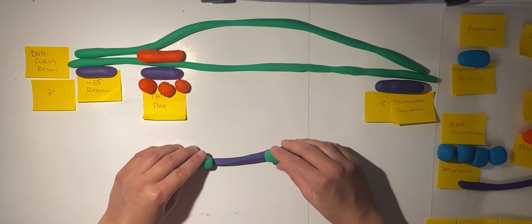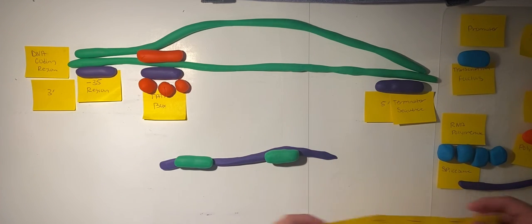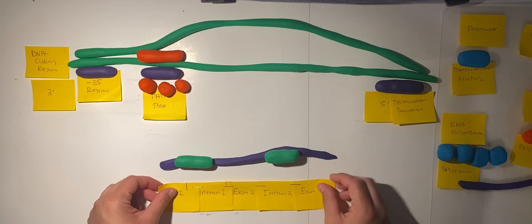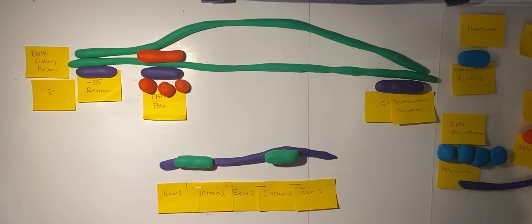Before translation can happen, pre-mRNA must be processed and converted into mRNA. To convert into mRNA, we must have splicing, a 5' cap, and a poly A tail. In splicing, this will remove introns from pre-mRNA. Introns must be removed because they will not translate into proteins, only exons will.